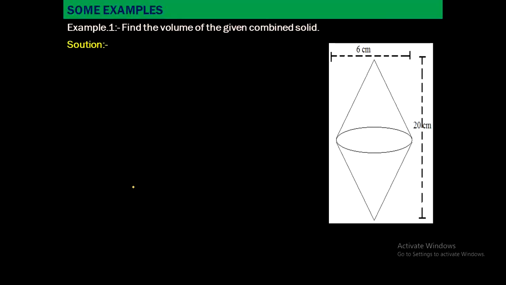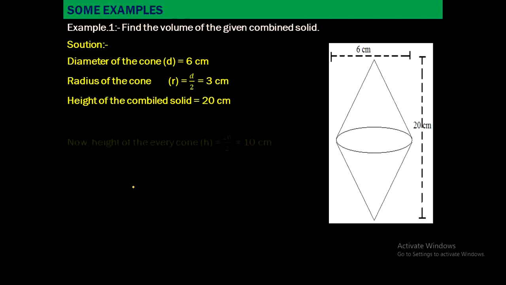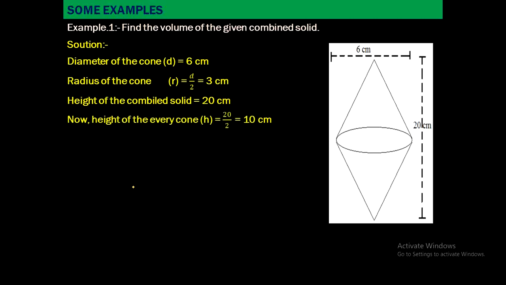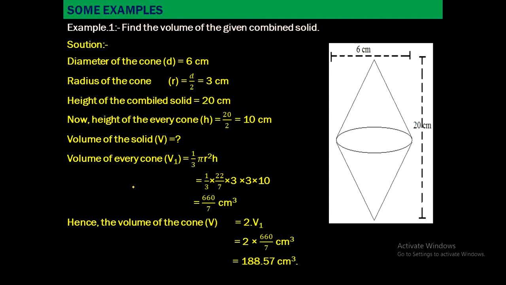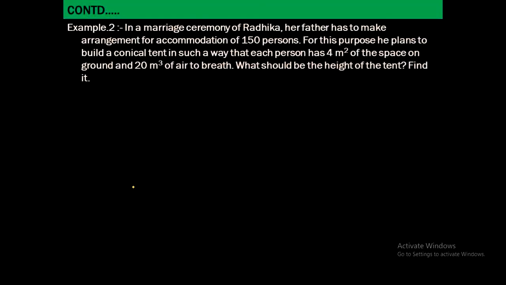Now some example. Here is given condition. Now height of every cone H equals to 20/2 equals to 10 cm. Volume V equals to what? Now using formula of volume, substitute value of all contents and calculate. Hence volume equals to 2 into V1, that is 188.57 cm cube.